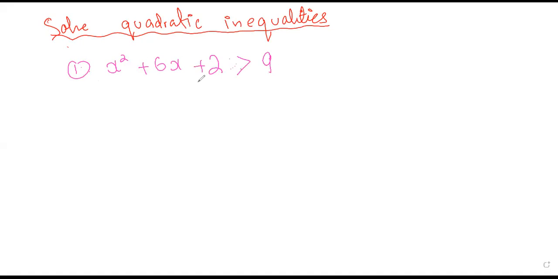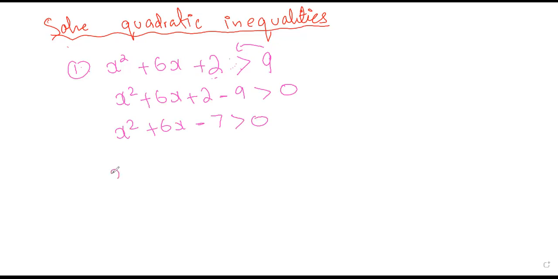And how do we plot it? So how do we solve it? Okay, so obviously we'll take this 9 to this side. X square plus 6x plus 2 minus 9 greater than 0. X square plus 6x minus 7 greater than 0. And again, two numbers such that when we multiply them, we get minus 7, and when we add them, we get plus 6. So two numbers would be plus 7x minus 1x, so x square plus 7x minus x minus 7 greater than 0.